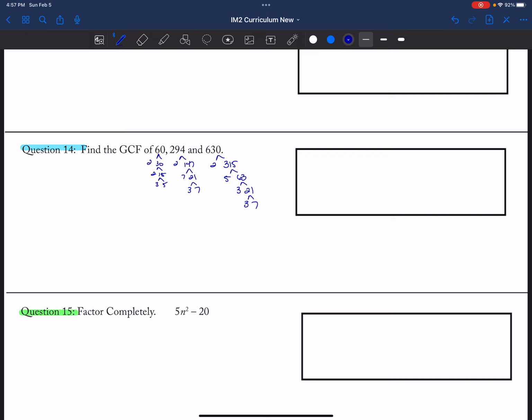Okay, so what do they all have in common? They all have a common 2. I should probably use a different color. Let's do green. They all have a 2, right? And then they all have a 3. And they don't all have a 5. So the greatest common factor is 6, which is 2 times 3.